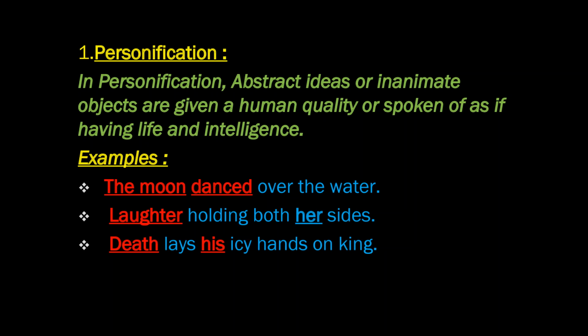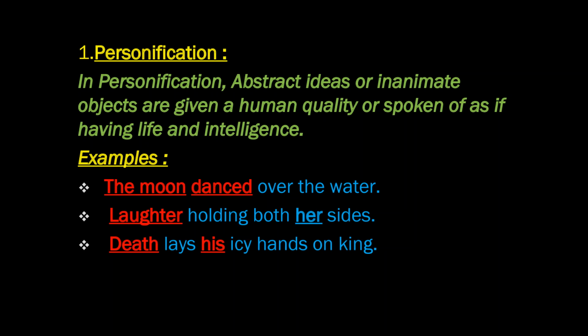Third, death lays his icy hands on the king. So in this example, death is spoken of as if it is a person and it is laying his hand on the king's throat. So his is used here as if it is some person, it's some male. I hope you all have understood these examples and the definition of personification.